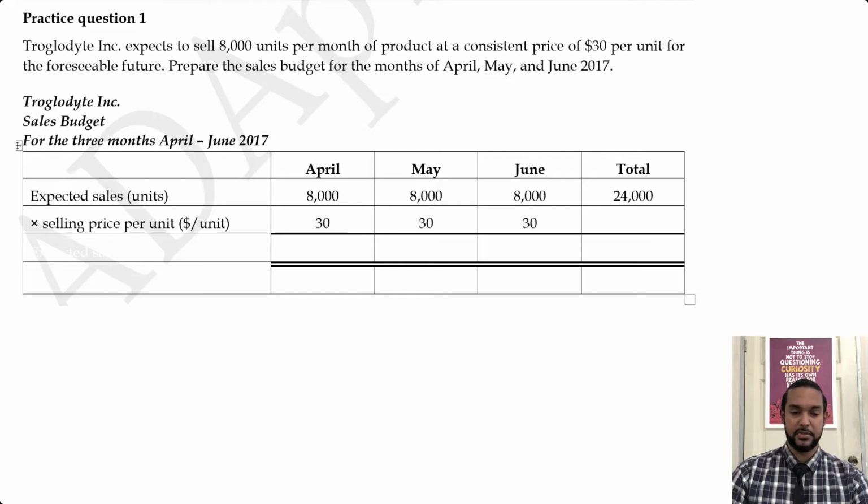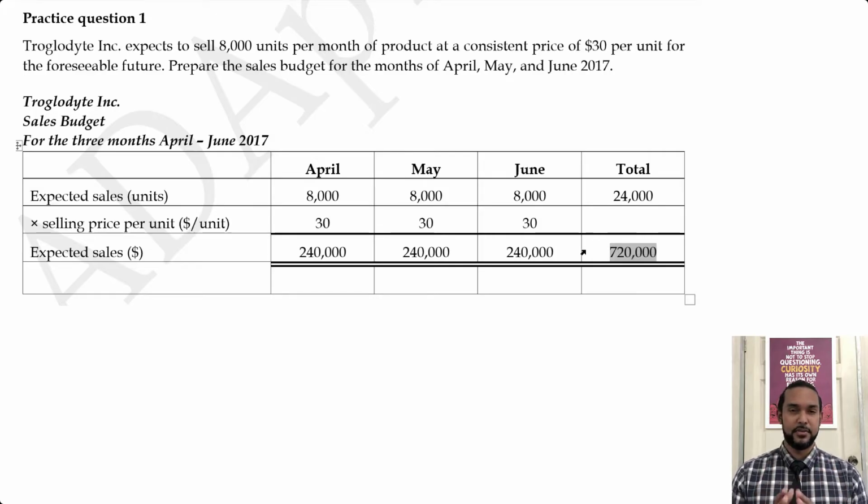And all we have to do to find the total revenue earned is to multiply going down. So we see in each month, April, May, and June, we have a product of 8,000 units multiplied by $30 per unit, giving us $240,000 per month for a grand total of $720,000. Right, so that was the first example, first practice question. Let's take a look at the next one.